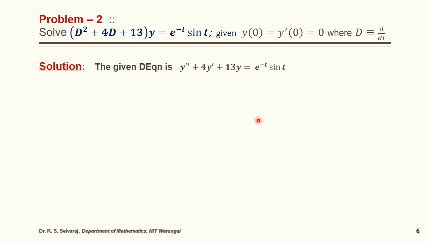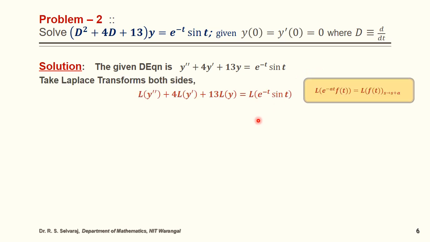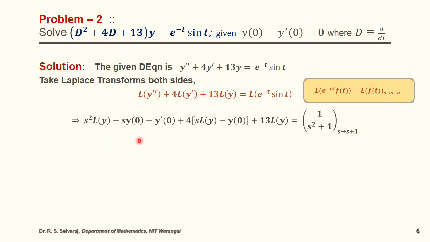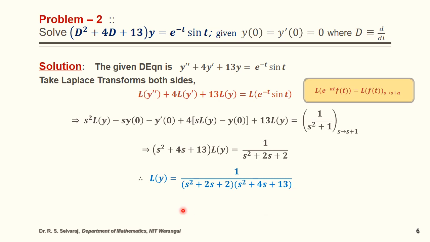Now we will take Laplace transform on both sides. And on the right hand side, we can apply this shifting property: L of e^(-at) f(t) is L of f(t), where s is replaced by s + a. So that this expression we will get. Now we will substitute the given initial conditions, and L of y can be arrived at to be 1 divided by (s² + 2s + 2)(s² + 4s + 13).